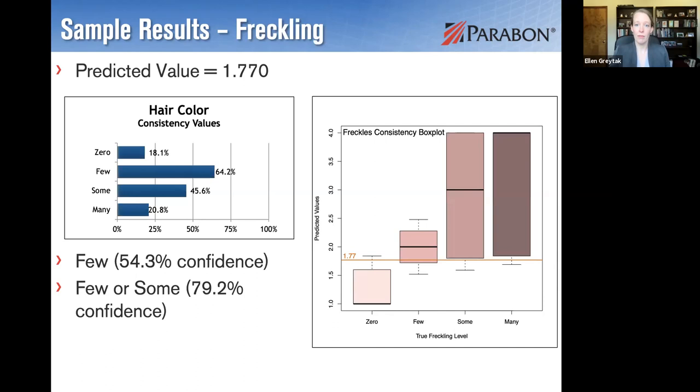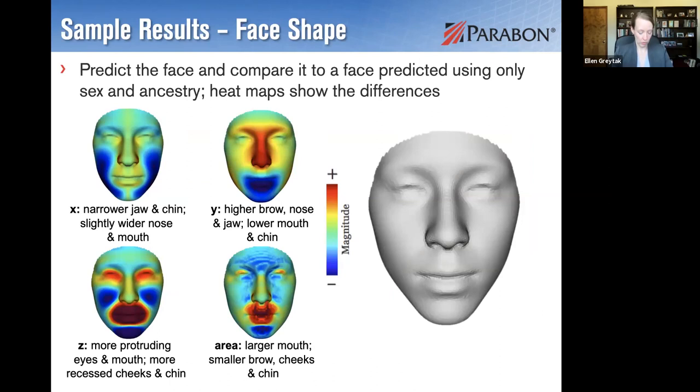So we predict an actual three-dimensional shape for their face and then compare that prediction. This is a prediction that was made using their sex, their ancestry, and thousands of SNP genotypes that are unique to that person.